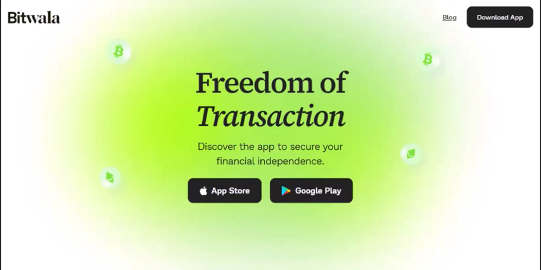The best bitwala trading day strategy starts with preparation and discipline. Begin by analyzing the market conditions early in the morning. Check the Bitcoin and Ethereum charts, as these coins dominate liquidity on bitwala. Focus on identifying trends, key support and resistance levels, and price patterns.